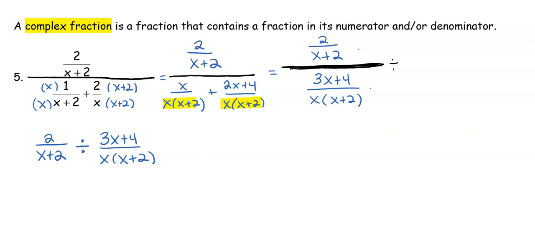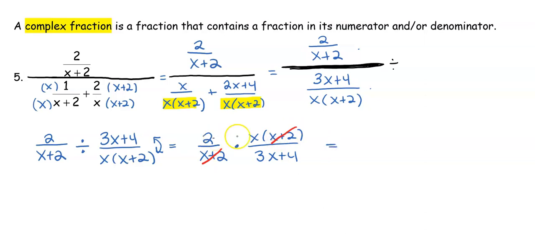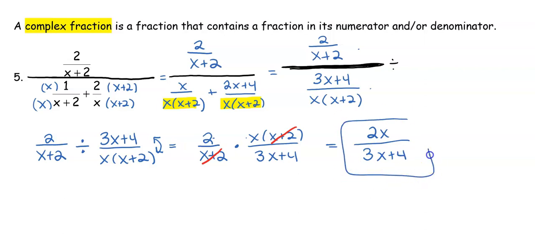Now it becomes a multiplication division problem, and we know that when dividing, we don't divide, we multiply by the reciprocal. So that becomes 2 over x plus 2. We do the reciprocal, so we put x plus 2 on top, 3x plus 4 on the bottom, and we cancel. We've got an x plus 2 and an x plus 2. So on top, 2 times x leaves us with a 2x. On the bottom, we have 3x plus 4. Nothing else can factor out, so we are finished there.